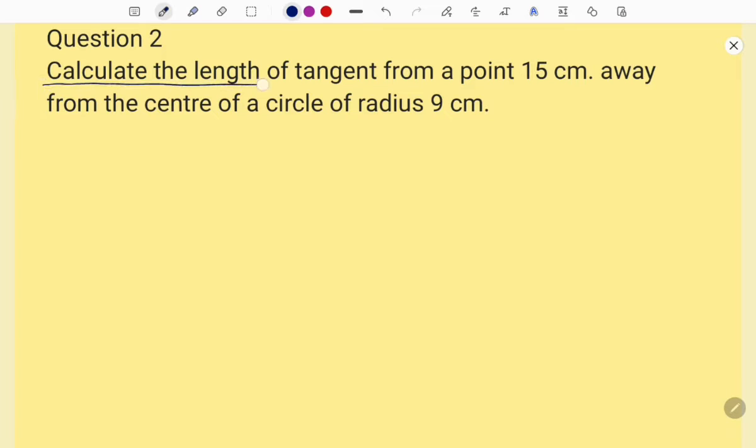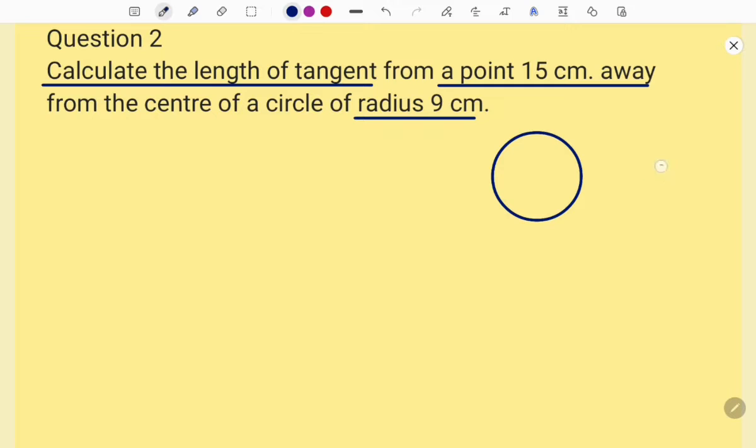Calculate the length of the tangent from a point 15 centimeters away from the center, and radius is 9 centimeters. Simple. Suppose here I take one outside point. Here we can draw one tangent like this. This is called the point of contact. Now this is the center of the circle. We join like this. You know that this is 90 degrees. So this is the radius, this is the L, length of the tangent, this is the D.